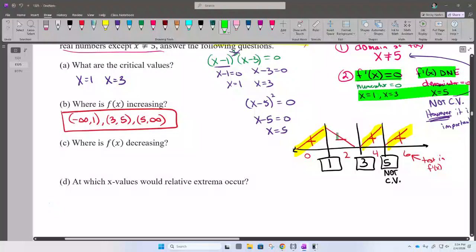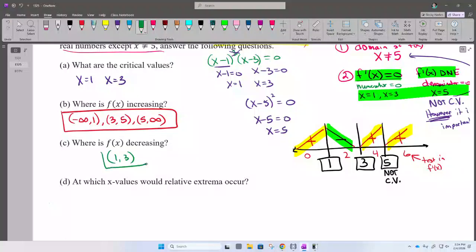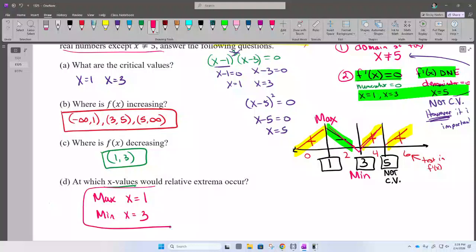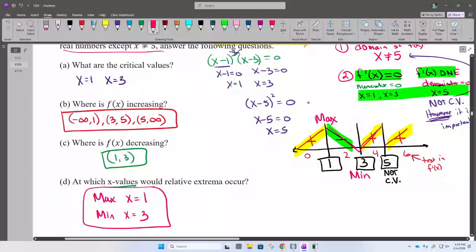All right, and this one is decreasing from 1 to 3. And then it's only asking for the x values where relative extrema will occur. So we have a maximum happening around x equals 1. We have a minimum happening around x equals 3. We're not able to find the actual max and min because we'd have to have the original function to plug it back into, and we don't. So that's as good as it gets there.